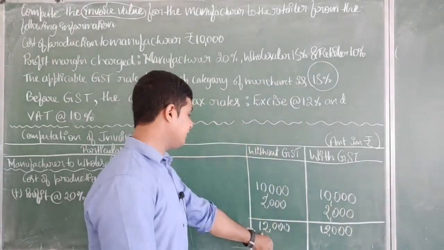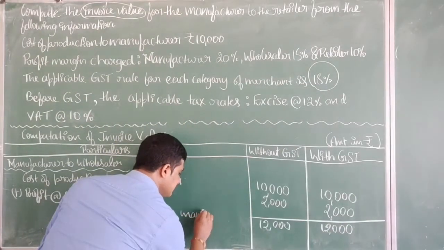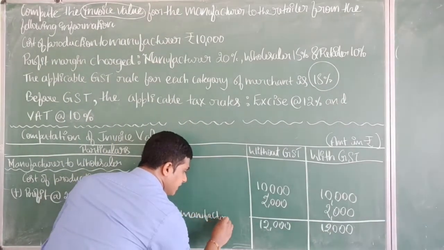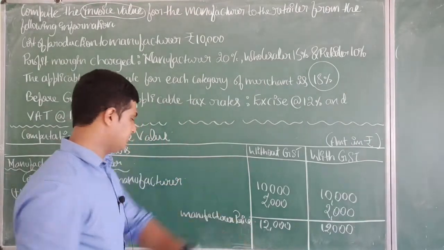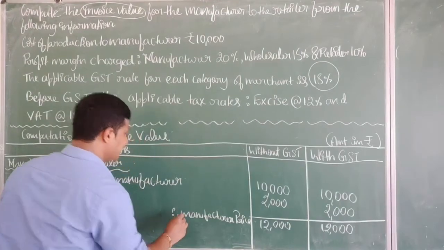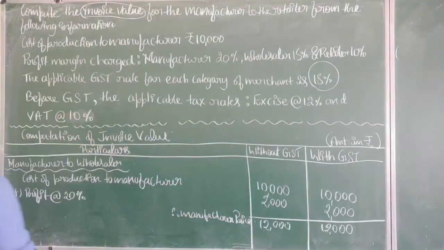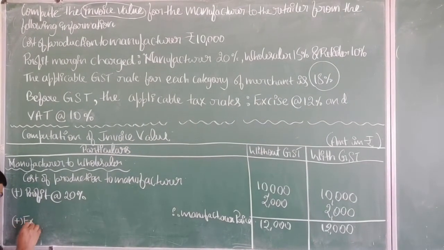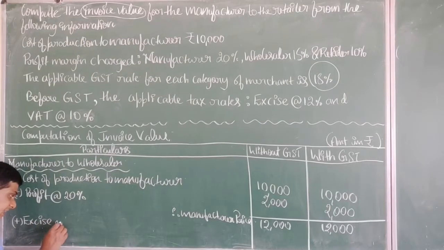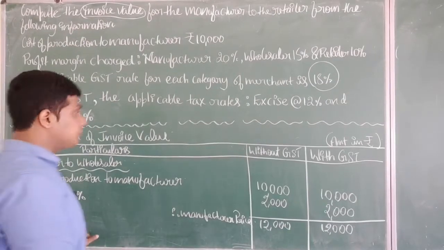So manufactured value of the goods is here. So this is manufacturer price, or you can say manufactured value of the goods. I'll call it manufacturer price that we have calculated here. On this manufactured value of the goods, I need to charge excise duty. So I'll be charging excise duty. So add excise duty. Excise at what percent? They have said it is at 12%.